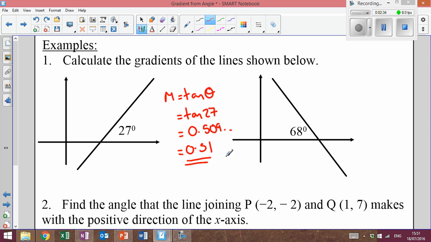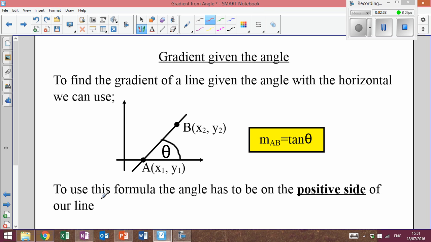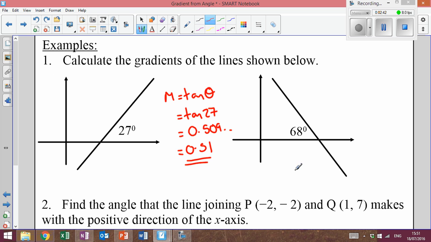For the second example, slightly different. Going back to your note, remember we need to ensure that the angle is on the positive side of our line. Here, this 68 degrees is on the left hand side, so it's not good for us, because we know the gradient there is going to be negative, and tan of 68 will not give us a negative answer because it's still in our first quadrant. So we need the positive side of the line.